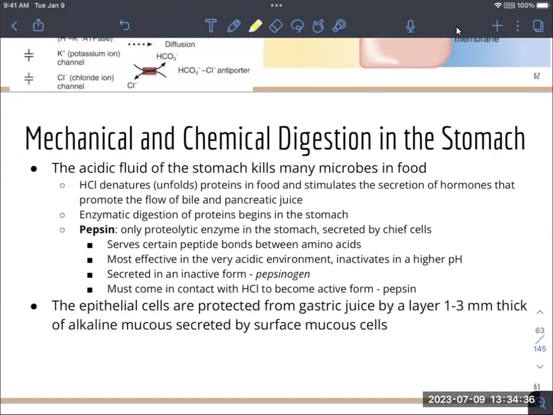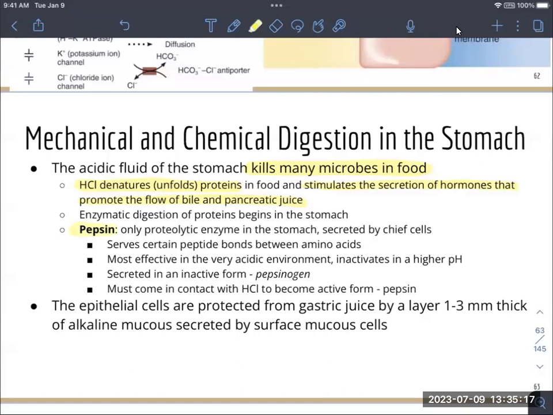Our stomach is acidic enough to kill microbes that may be found in food because it denatures or unfolds proteins, which, this happening, breaking down and unfolding proteins, actually will stimulate the secretion of different hormones that cause bile, that's made in the liver, stored in the gallbladder, and pancreatic juices to be secreted.